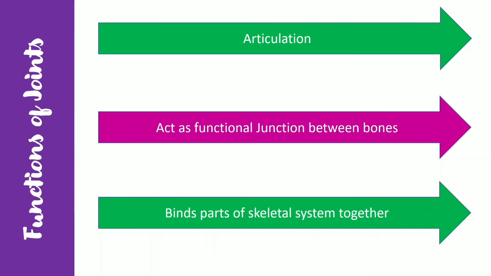The next thing we are going to see is the function of joints. There are various functions of joints, like articulation. It acts as a functional junction between bones. It binds parts of the skeletal system together.